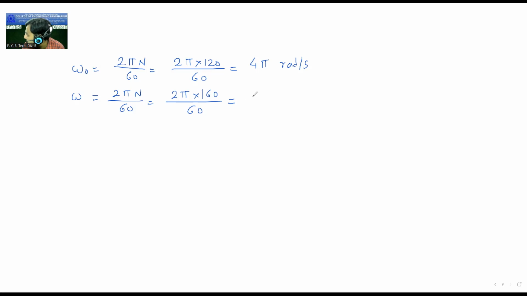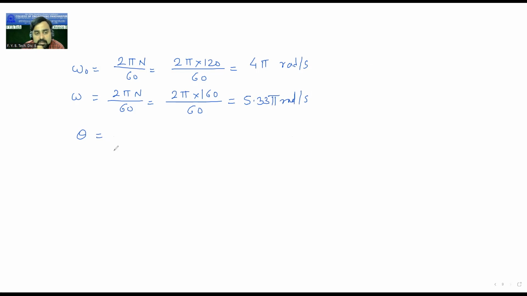2 pi. Then calculate theta. Theta is equal to 5.33 pi. So now theta. So how to calculate theta?